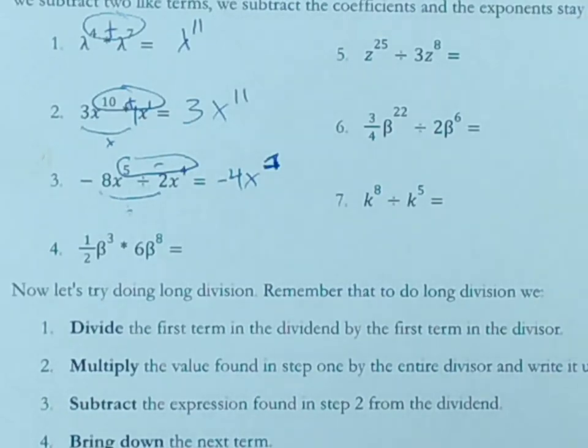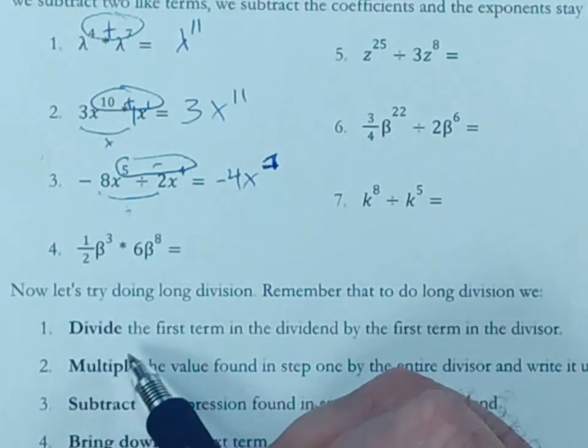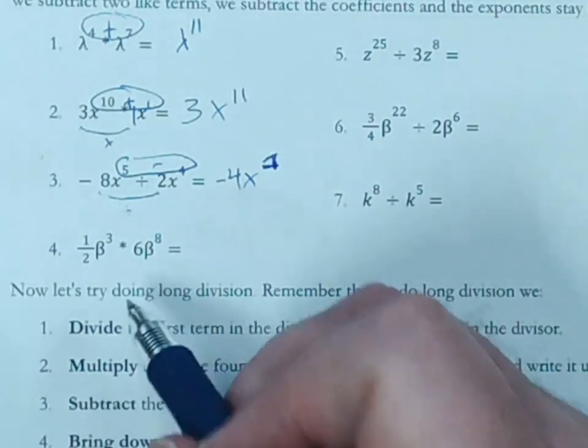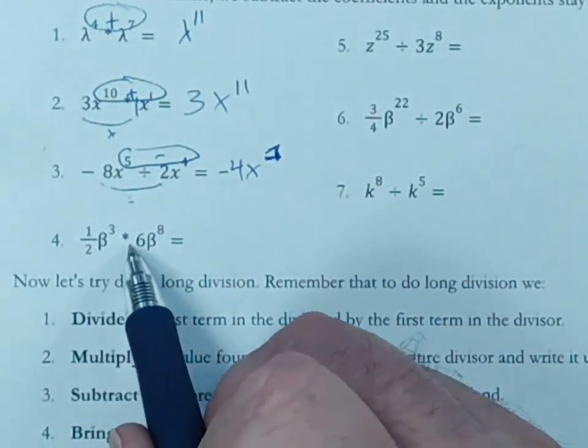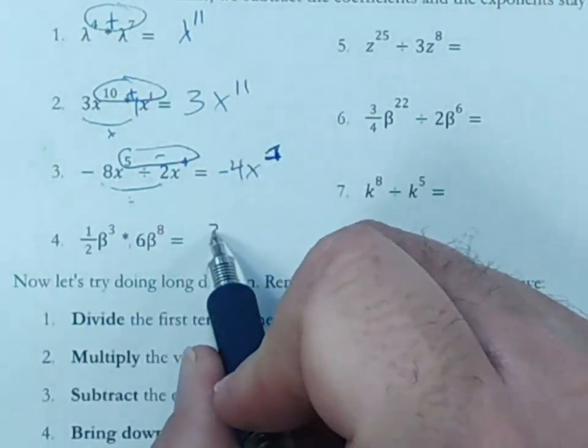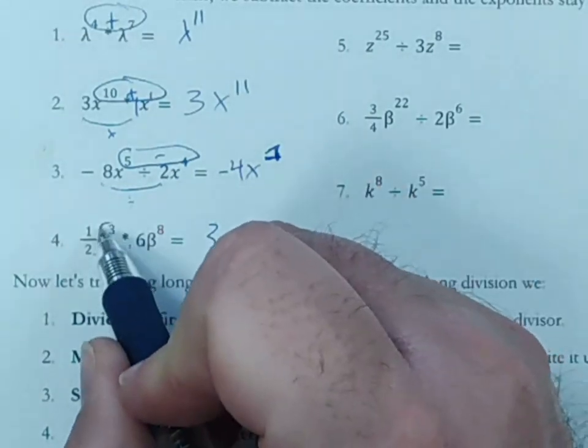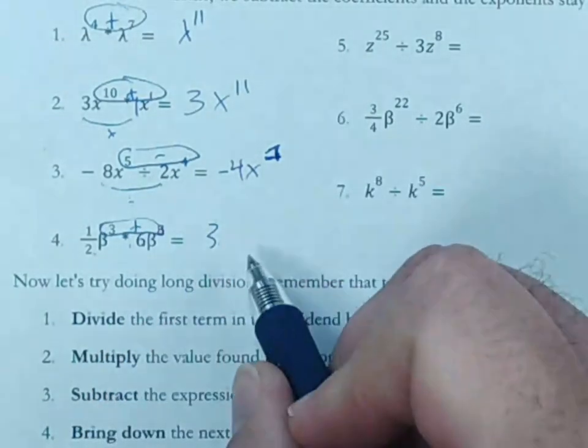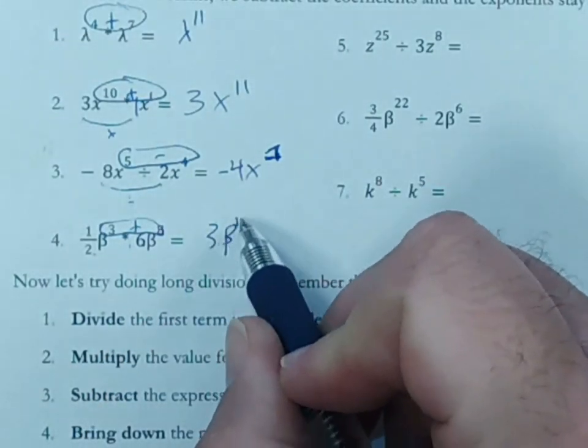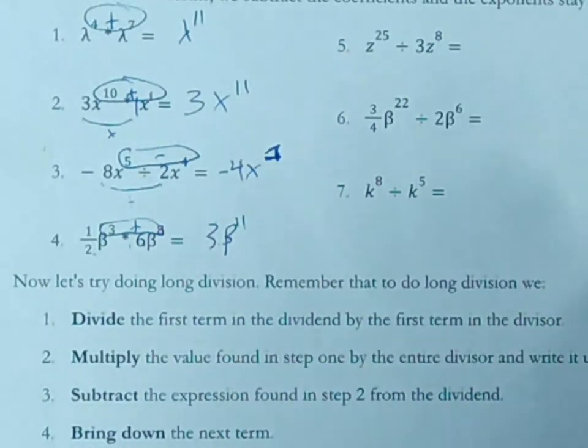Let's just do a couple more, I guess. Let's just do them all, right? So number 4 here, we're multiplying. So 1/2 times 6 is 3. Half of 6 is 3. And then you would add 8 and 3, which gives you 11. So you get 3 beta to the 11th.